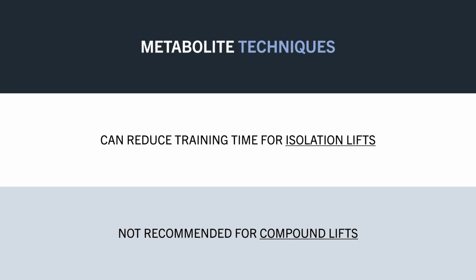This is because short rest periods and high reps may result in excessive cardiovascular fatigue or accessory muscle fatigue, meaning that the target muscle may not limit performance of subsequent sets. However, with isolation lifts, there is only one primary muscle working, so it will almost always be the limiting factor of each set, regardless of how short rest periods are or how high rep ranges are.